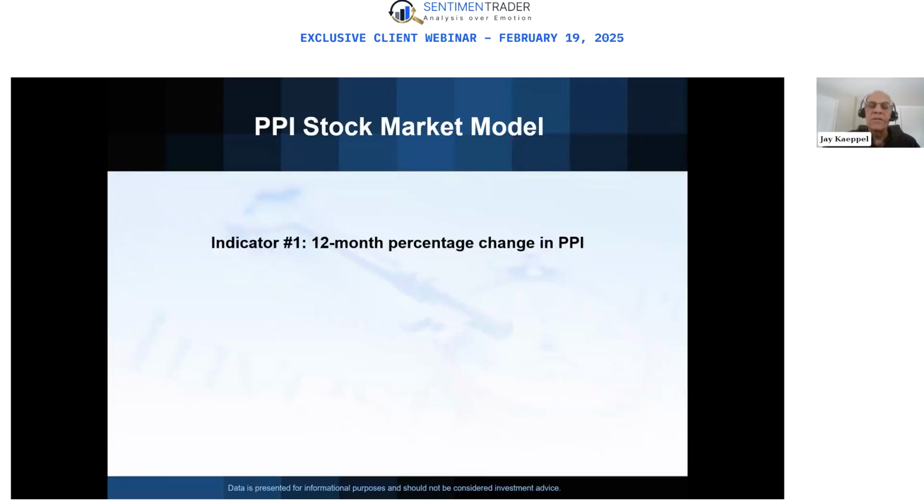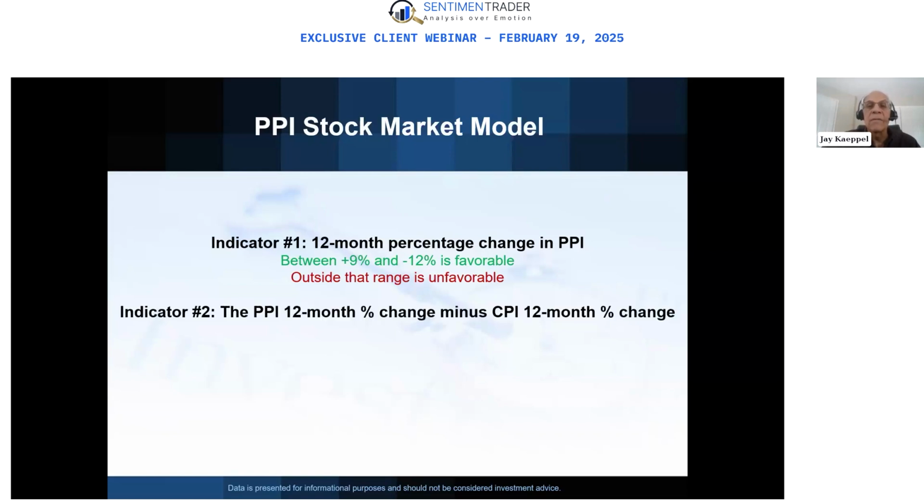You don't have to memorize this because it's built into the software, but just so you know what's going on behind the scenes. There are 3 indicators. They're each worth 1 point. The 12-month percentage change in the producer price index. On that chart I just showed you, if it's between +9 and -12, that's favorable. Outside of those ranges, it's extreme. It's throwing investors out of whack.